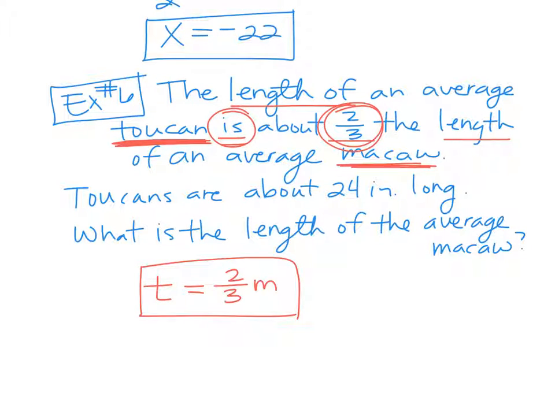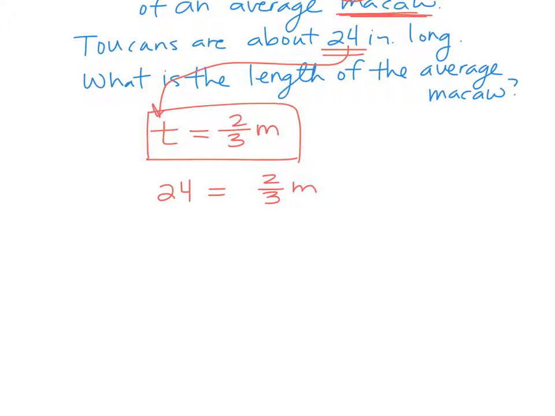And then we need to solve it knowing that toucans are about 24 inches long. So where's that 24 going to go? 24 will replace which variable? T, right? A toucan is 24. So we're going to put 24 here. So 24 equals 2/3 M. How do you solve that? This is like example 5.